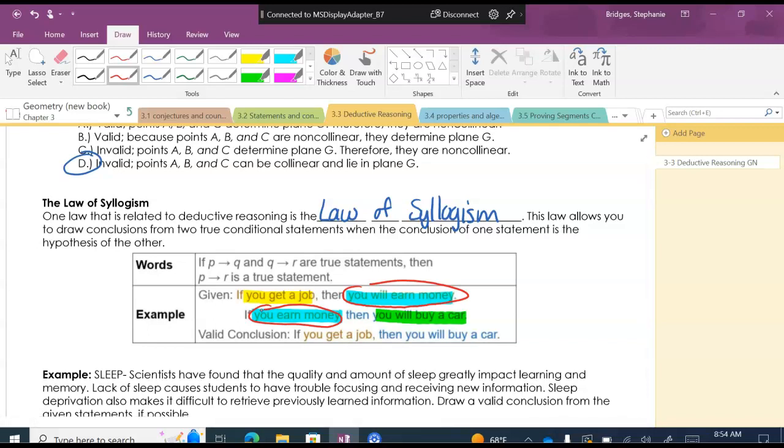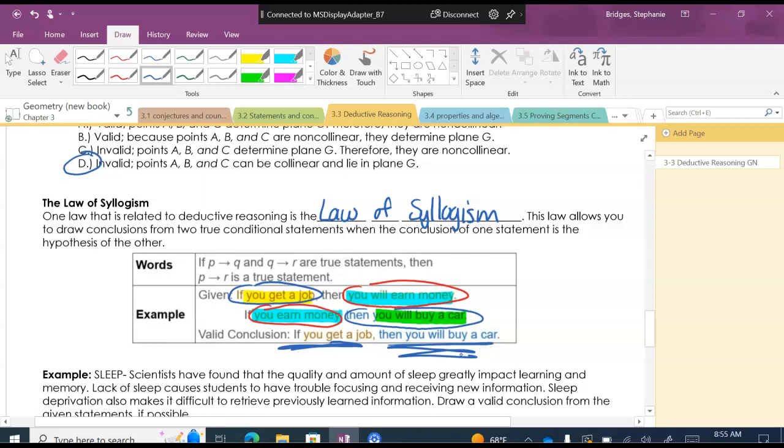And my valid conclusion would be, if this first part, I'm trying to change colors, sorry. If this happens, if you get a job, which is what it says right here, my conclusion would be the leftover part. Then you will buy a car. Okay? So the conclusion in the first statement was the same as the hypothesis in the second statement, which means we can throw those out and make a valid conclusion using the law of syllogism: if you get a job, then you will buy a car. Kind of okay with that?